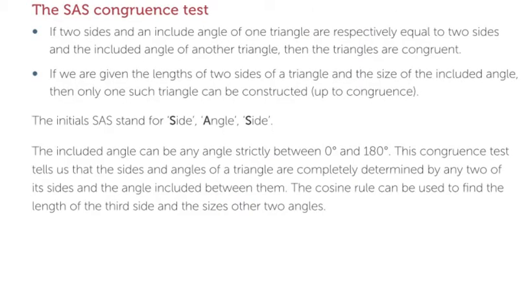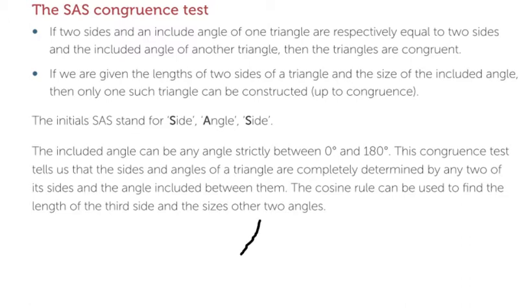So when we have a look back at our side, angle, side congruence test, it states that if 2 sides and an included angle of one triangle are respectively equal to 2 sides and the included angle of another triangle, then the 2 triangles are congruent, which we have shown in the previous slide. So if we are given 2 lengths and an included angle, only one triangle can be constructed. Only one triangle of the same shape and the same size.